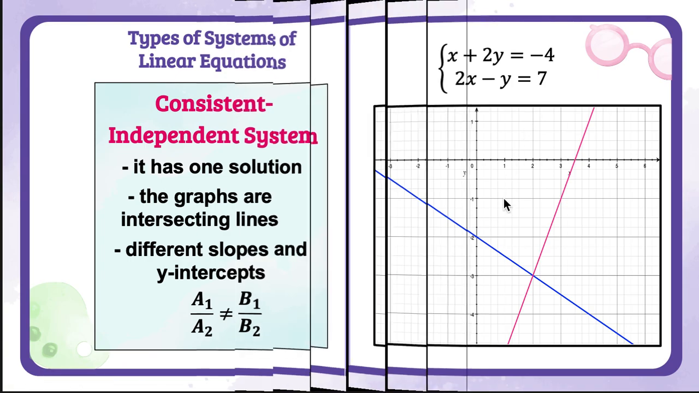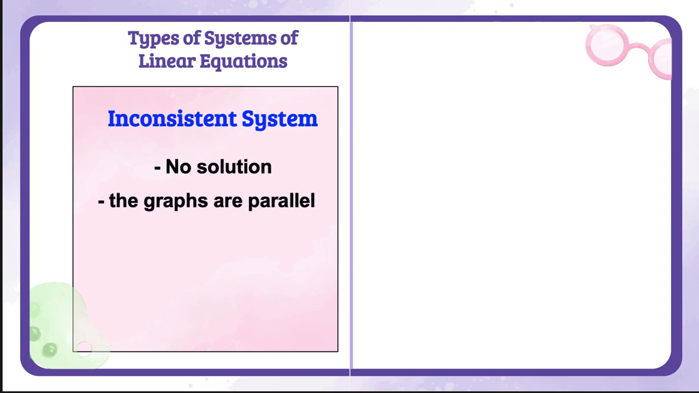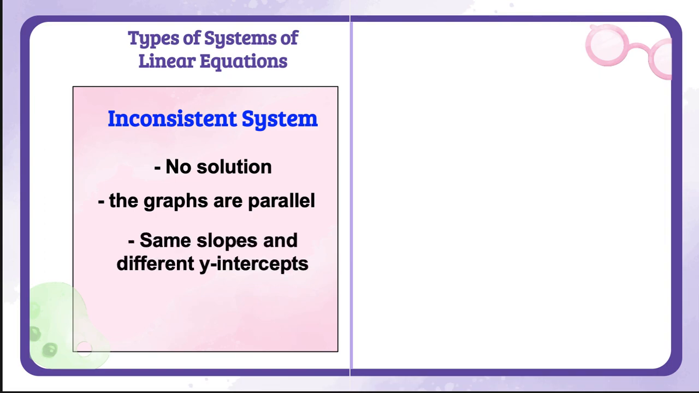Next, let's take a look at the second type of system, which is the inconsistent system. For an inconsistent system, it has no solution. Next, the graphs are parallel. So we all know that when we say parallel lines or parallel graphs, the lines do not intersect. If the lines do not intersect, definitely there's no point of intersection. That's why it has no solution. And the slopes are the same, but they have different y-intercepts.